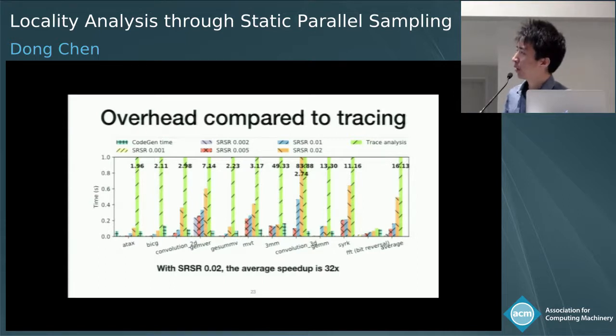The other overhead is the time to run this generated sampler to get the miss ratio curve. On average, it's 0.05 seconds, which is 32 times faster than tracing.